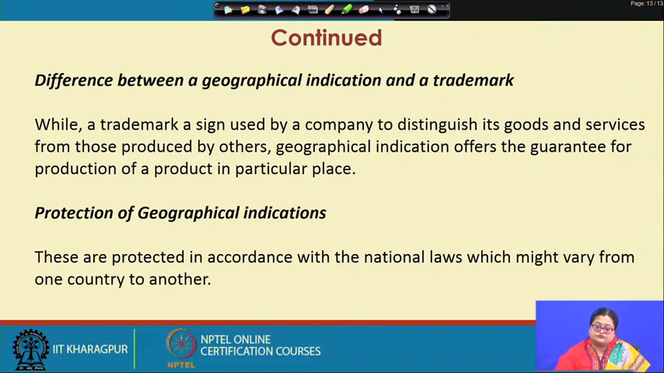So, protection of geographical indications may vary from one country to another, and it is in accordance with the national laws.